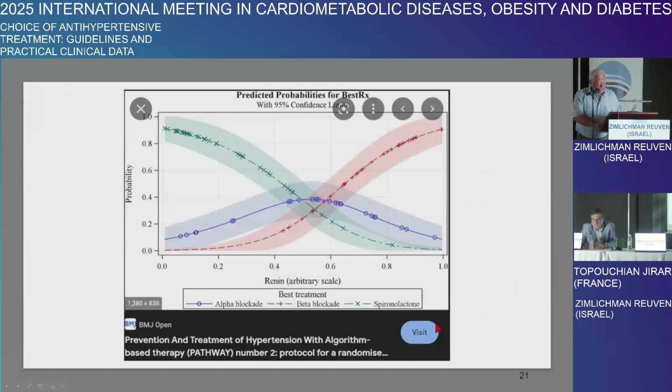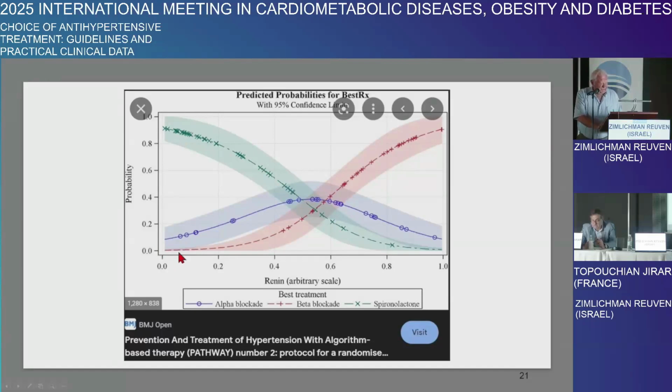This is a general guide showing renin levels and the correlation with response to different medications. The green one is aldosterone blockade. So you can see here, this is aldosterone blockade. In low renin patients, the effect is maximal. Most of the low renin patients have high aldosterone levels, which reduces renin activity.